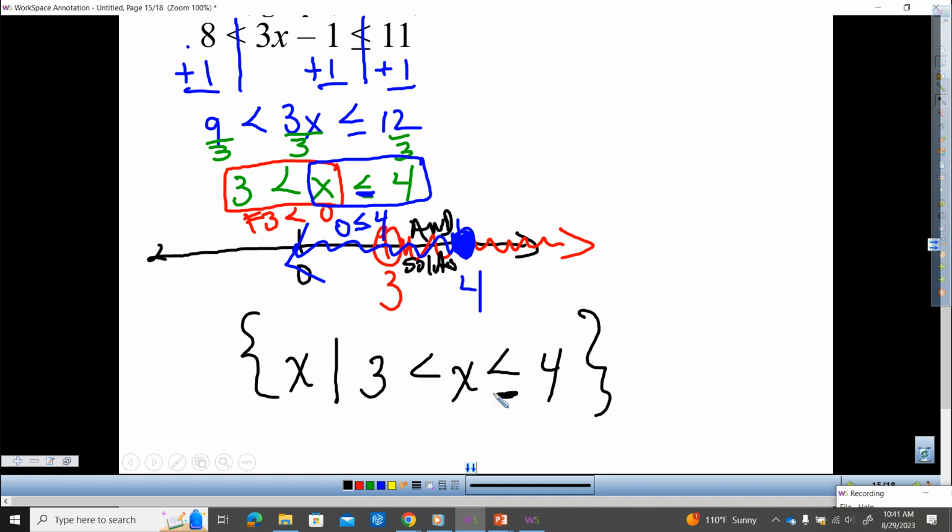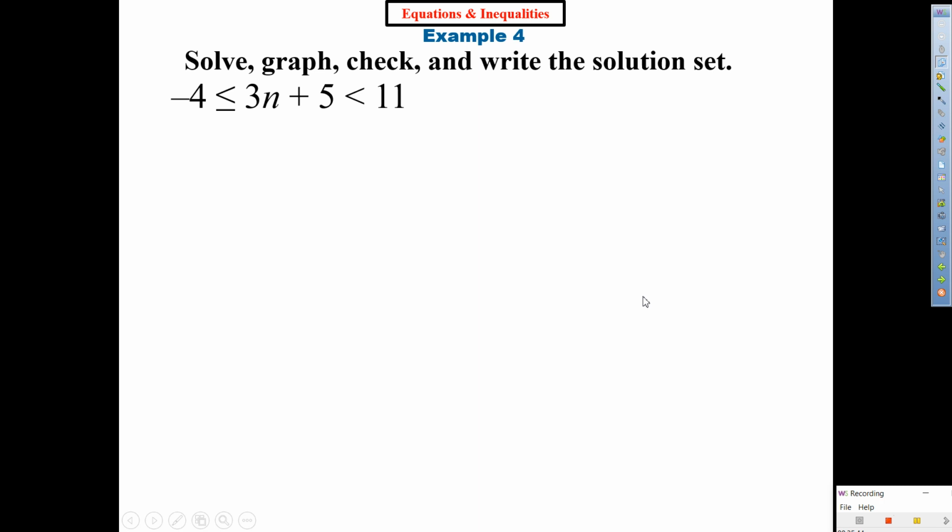From 1 to 5, how comfortable are you with this so far? Yeah, we got this. Yes. Once again, these are and inequalities. All right. So check this out.